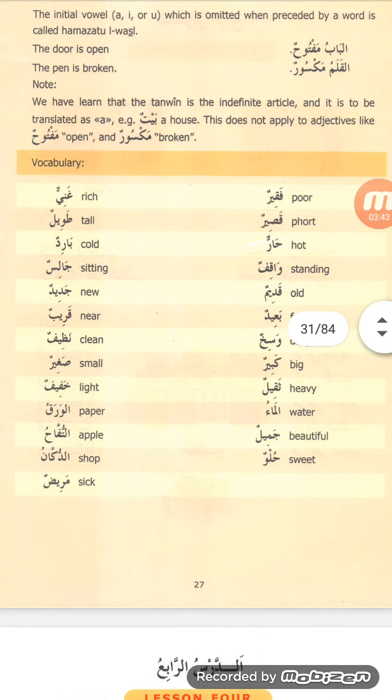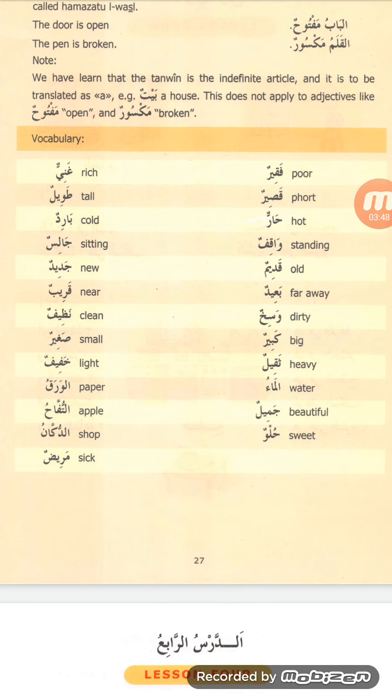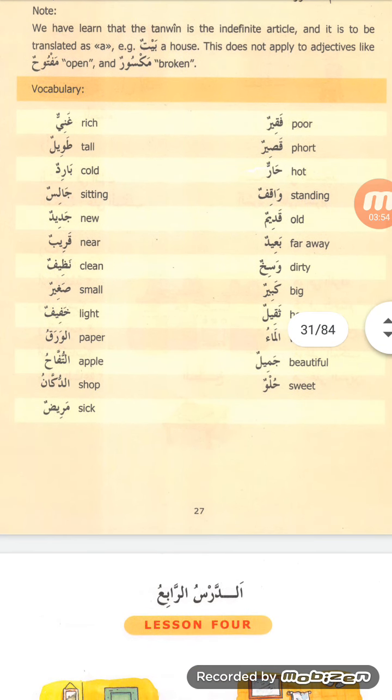The door is open. Al-babu maftuhun. The pen is broken. Al-qalamu maksurun. Note, we have learned that the tanween is the indefinite article and it is to be translated as a, e.g. baytun, a house. This does not apply to adjectives like maftuhun, open, and maksurun, broken.